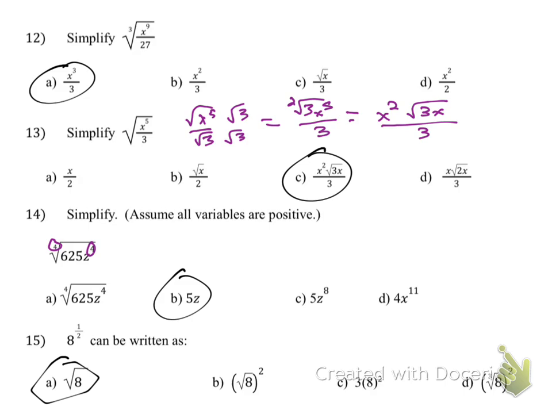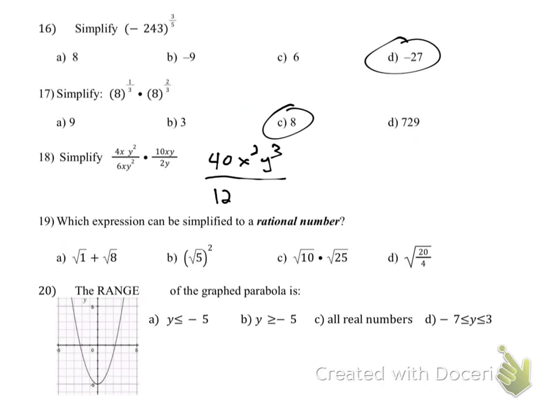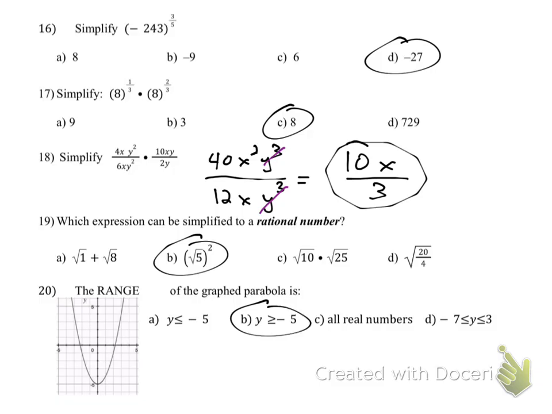15, 8 to the 1/2 power can be written as the square root of 8. 16. You can just plug that in the calculator. But the fifth root of negative 243 is negative 3, and then negative 3 cubed gives you that negative 27. 17 does the same thing as 8, or 8 to the 1/3 is 2 times 2 squared, which gives us 2 times 4, which gives us 8. 18, I just multiplied across there and simplified to get that 10x over 3.